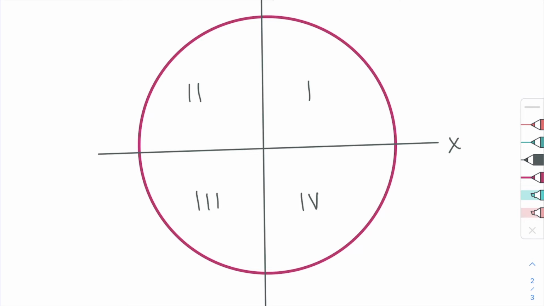We also want to be reminded of the Roman numerals, right? When we're labeling quadrants, we use Roman numerals. You can write it right on your circle.